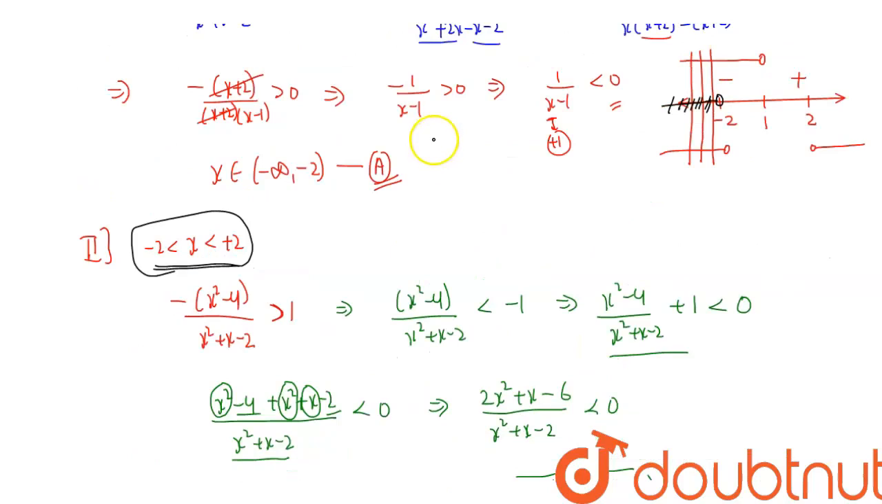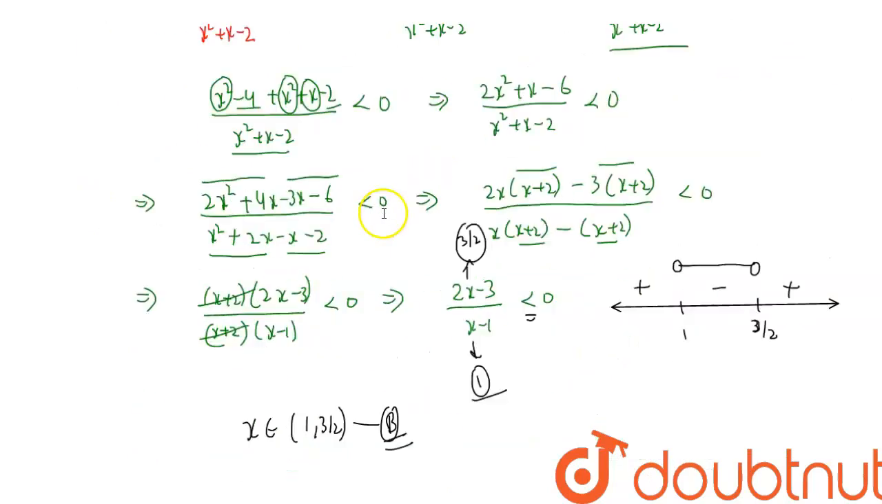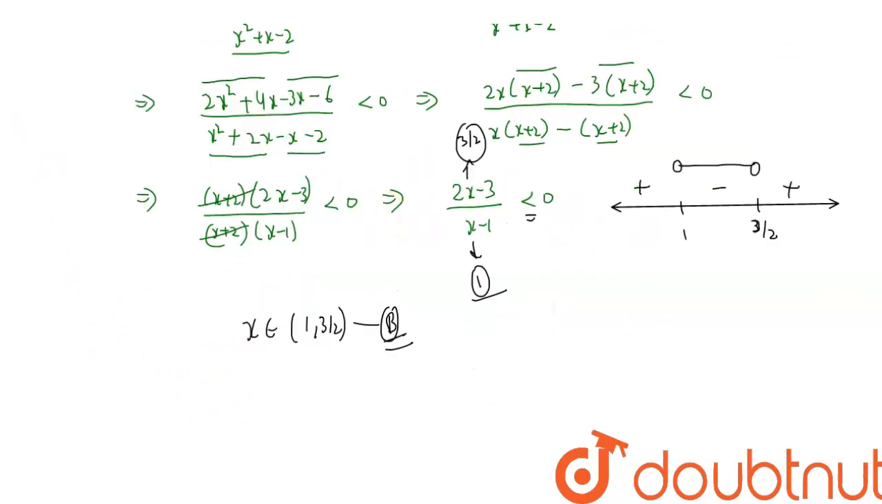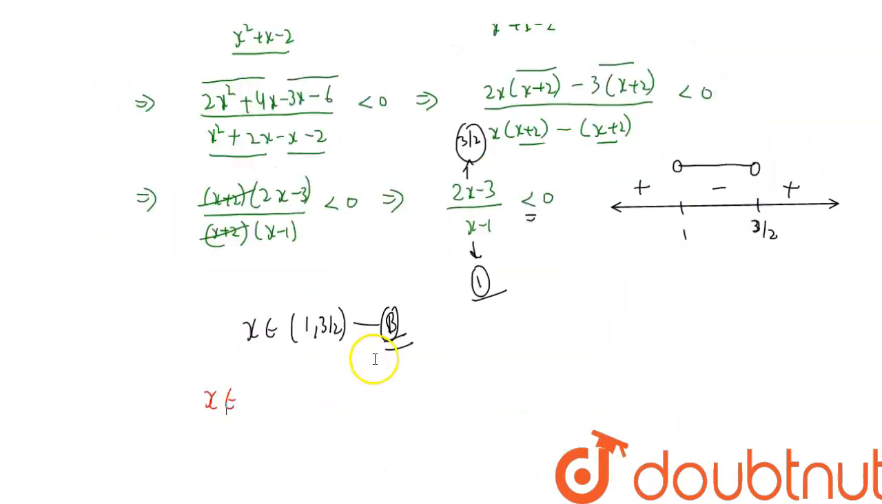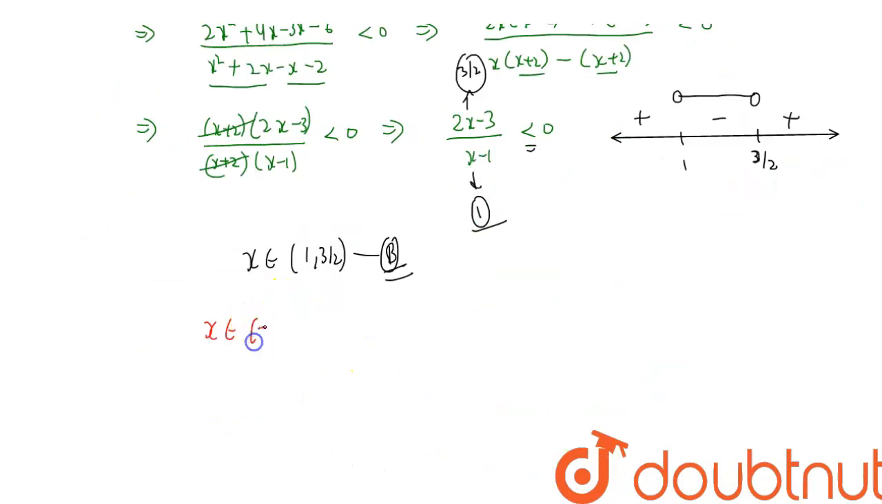Now we are going to combine this A result and the B result which we have got. So on combining it we have finally got our solution as x belonging to, from the first we have from minus infinity to minus 2, so here we have from minus infinity to minus 2 union, and from the second result we have got 1 to 3 by 2 like this. So this is the solution which we have got, and in the question they have asked us to find the value of x. So here we have got the range of x as this. So this is our solution.